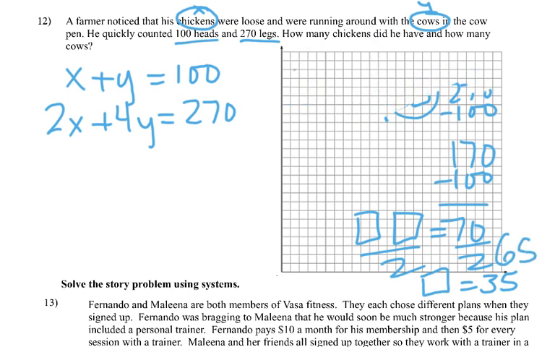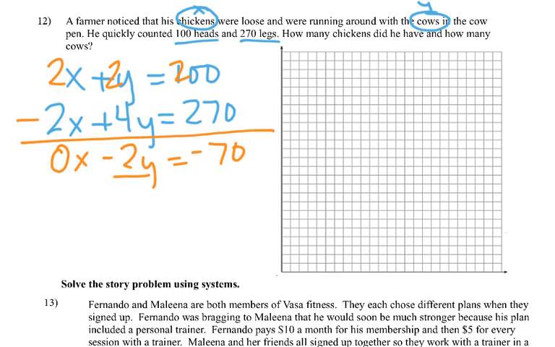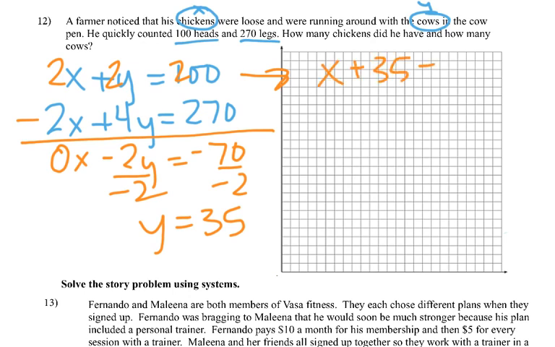Okay, or I can graph it, or I can do elimination or even substitution. If I were to do elimination, notice I'd need to double everything here to get it to work, because then when I subtract, I'd end up with 0x minus 2y equals negative 70. Divide by negative 2 and I get y equals positive 35. Then x plus 35 would equal 100. Subtract 35, x would equal 65.